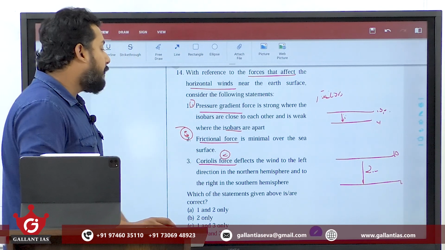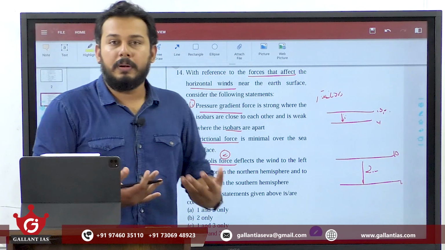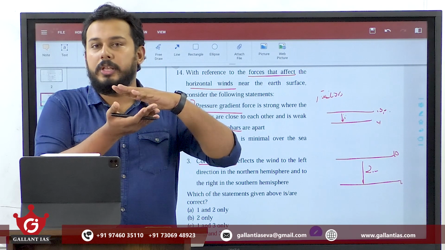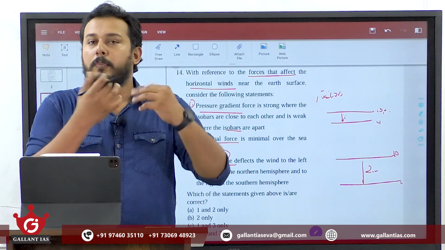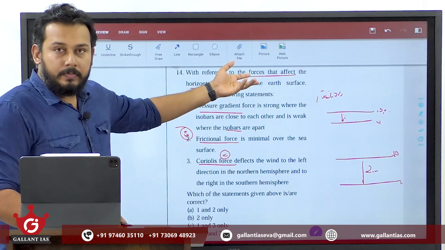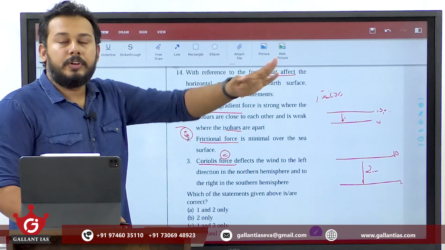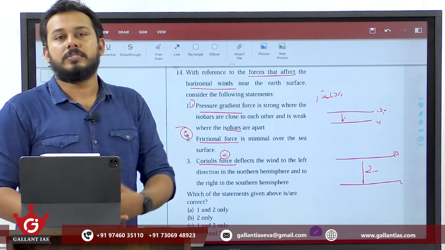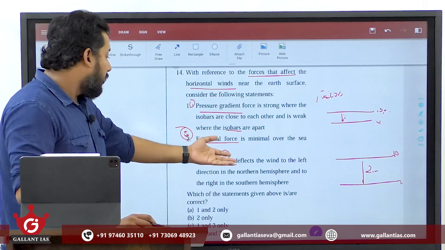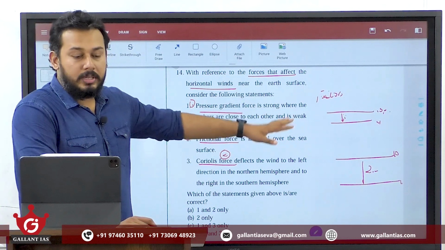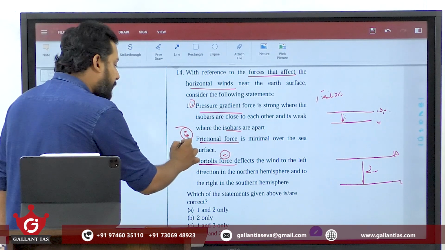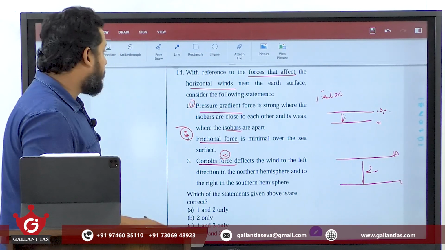Second statement, frictional force is minimal over sea surface. Simple logic you can apply. Frictional force, it's an opposing force, isn't it? When one body moves in contact with the other body, there will be an opposing force. We call that force as frictional force. We are talking about the wind. So when the wind moves, the frictional force will be applied by the obstructions such as trees, buildings, mountains, etc. In the sea, we don't have any buildings, any trees or anything like that. So the frictional force will be minimal. So the second statement is also right. So first statement right, second statement right.